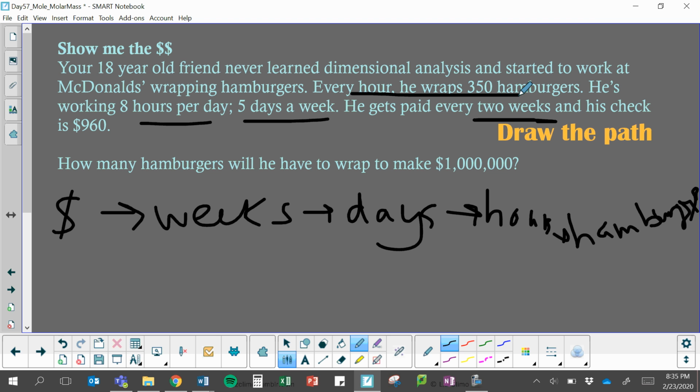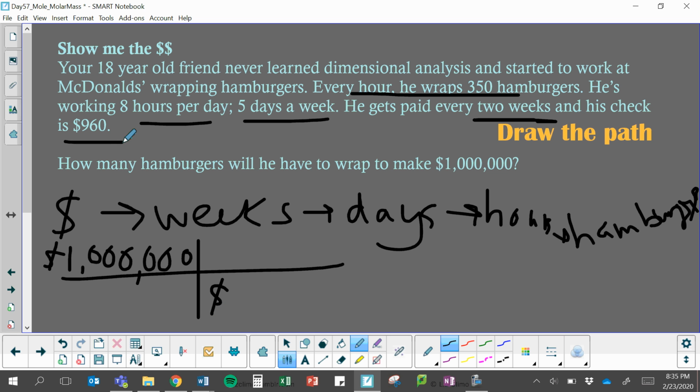So this gives us a guideline for how we're going to solve our problem and set it up. We're going to start with our $1 million. Since we have dollars and we want that to cancel, we're going to put our dollar sign on the bottom. We know that there's $960 in 2 weeks, so it's important to put the 2 up here for 2 weeks. So our dollar signs cancel, but not the numbers, and we're left with weeks.